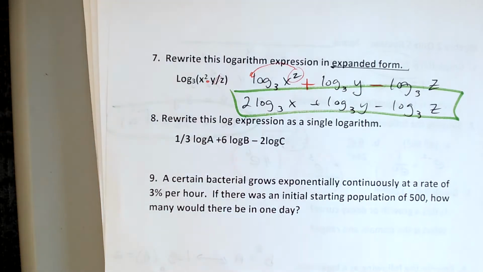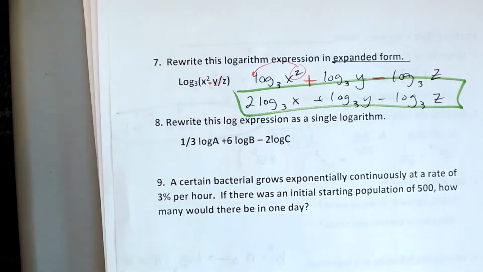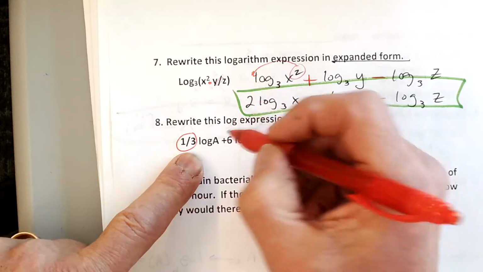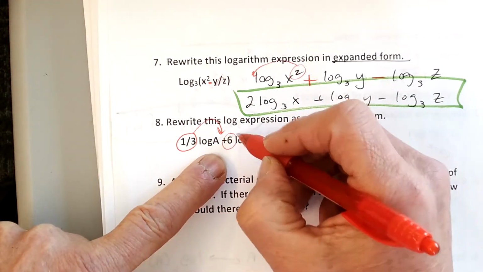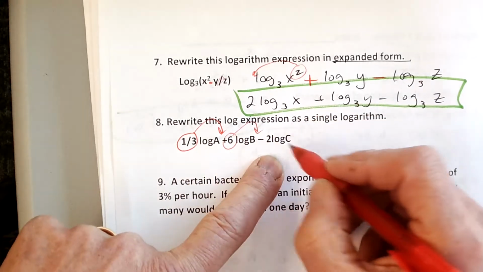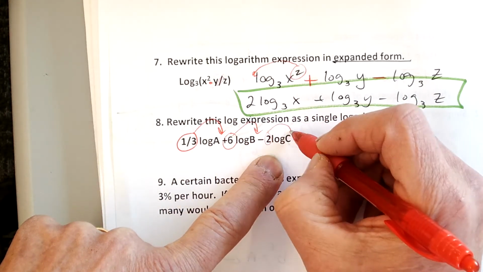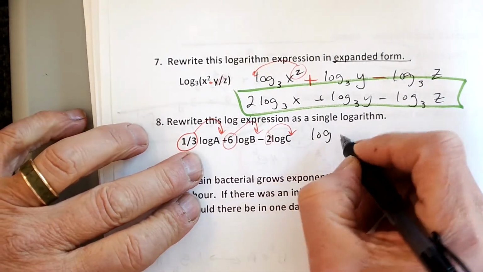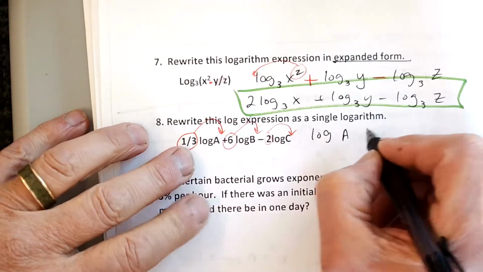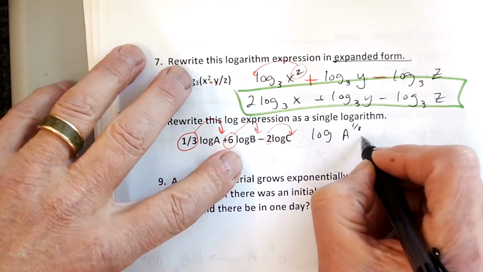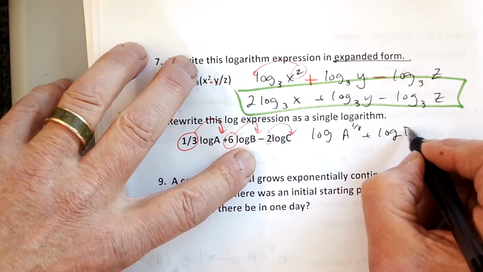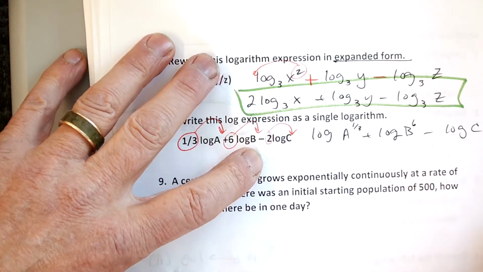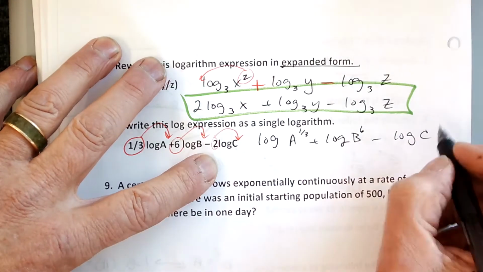Okay, number 8, we're going to do the opposite. So first of all, let's bring our exponents in. These were exponents that got floated down. Okay, so let's bring them back in as exponents. This was an exponent that got floated down. Let's bring it back in. Okay, this is an exponent that got floated down. Let's bring it back in. Okay, so I'm going to rewrite this first as log of a to the 1/3 power, right? Because I bring the exponent back in, plus log b to the 6th power, because I brought the exponent back in, minus log c squared, because I brought back in the exponent.